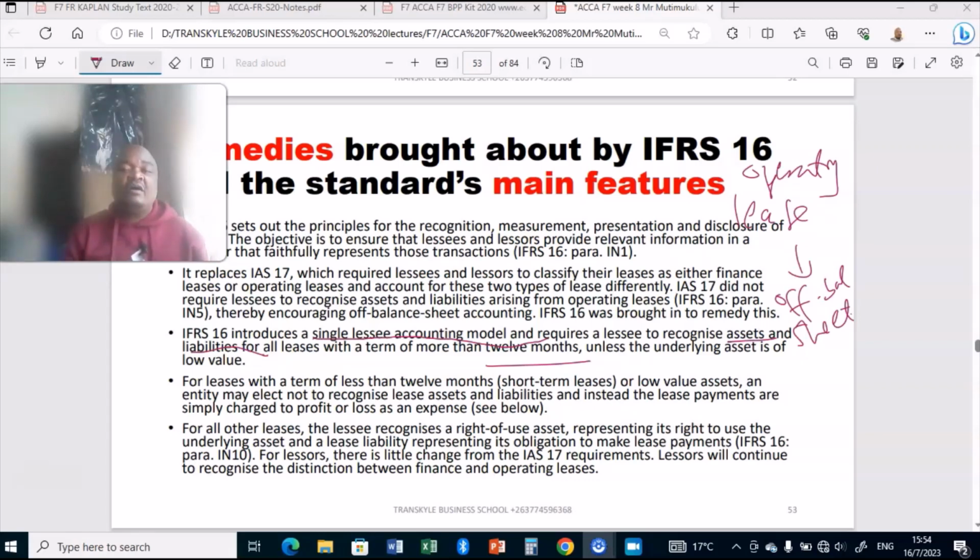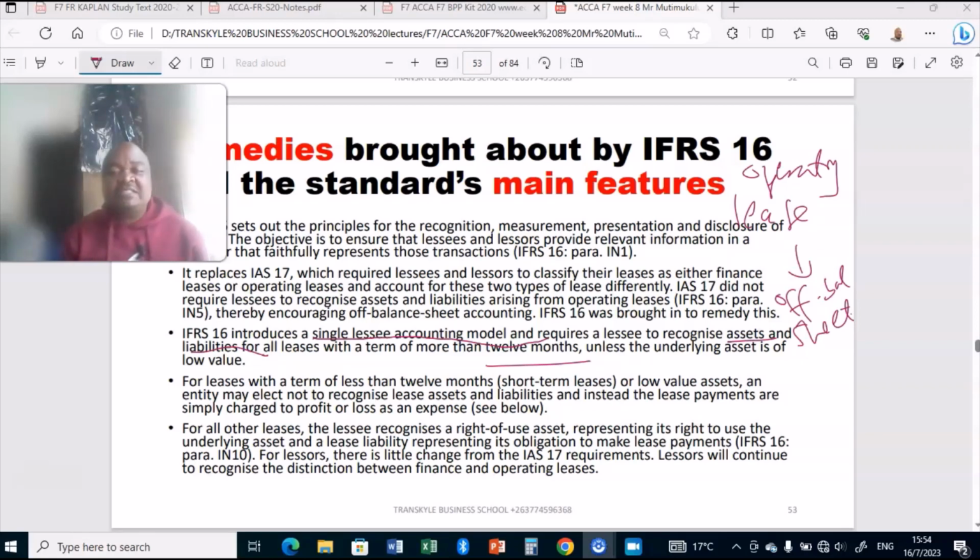All right, so we are going to see an example very shortly, but we are simply saying if the underlying asset is of insignificant value, or the lease term is less than 12 months, the lessee might elect to recognize those lease payments as just expenses, to be written off to the statement of profit or loss, rather than to recognize an asset and a lease liability on recognition.